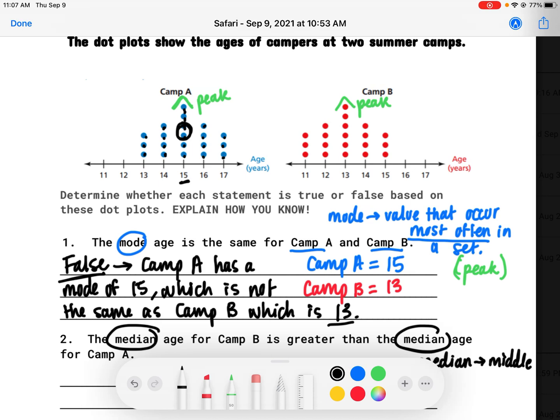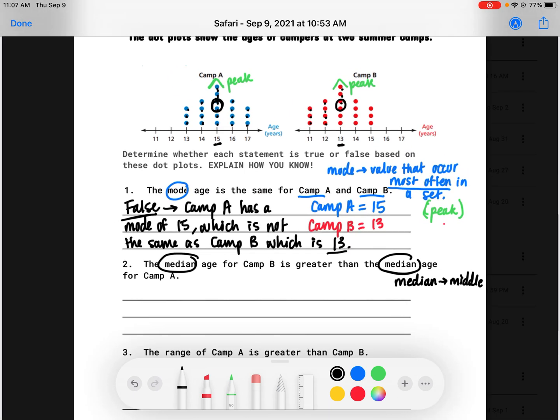We would do the same thing over here. This one also has 20 values, so I'd find value 10 and 11. 1, 2, 3, up to 10 and 11. Those values happen to fall on 13. So we know our median for camp A equals 15, and our median for camp B equals 13.